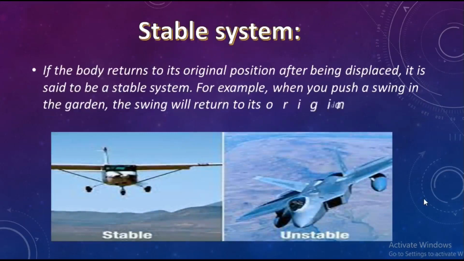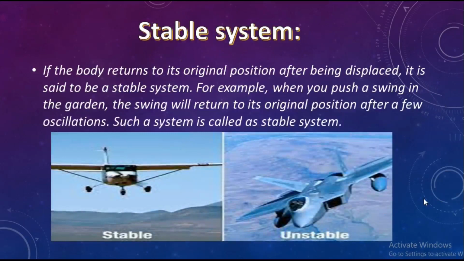If the body returns to its original position after being displaced, it is said to be a stable system. For example, when you push a swing in the garden, the swing will return to its original position after a few oscillations. Such a system is called a stable system. So here you can see the difference between stable and unstable aircraft.